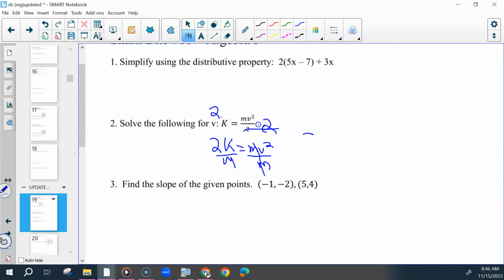And then to get v by itself, we would take the square root of both sides. So that the square root of 2k all over m equals v.